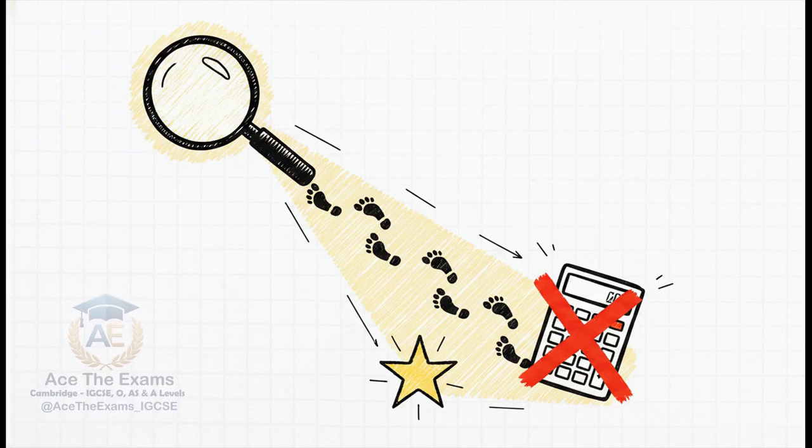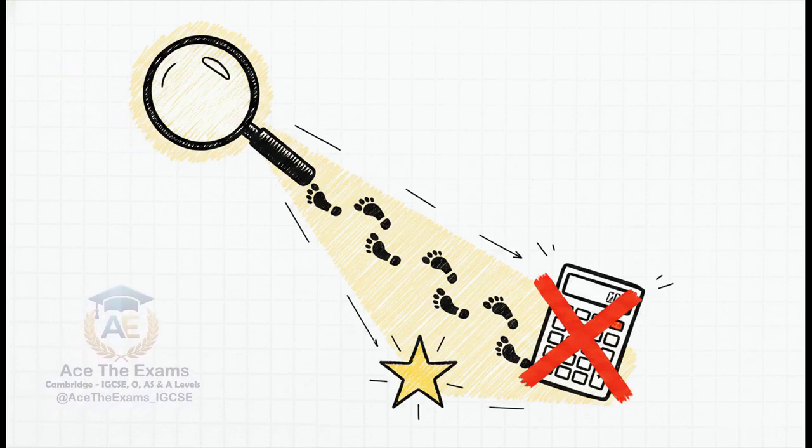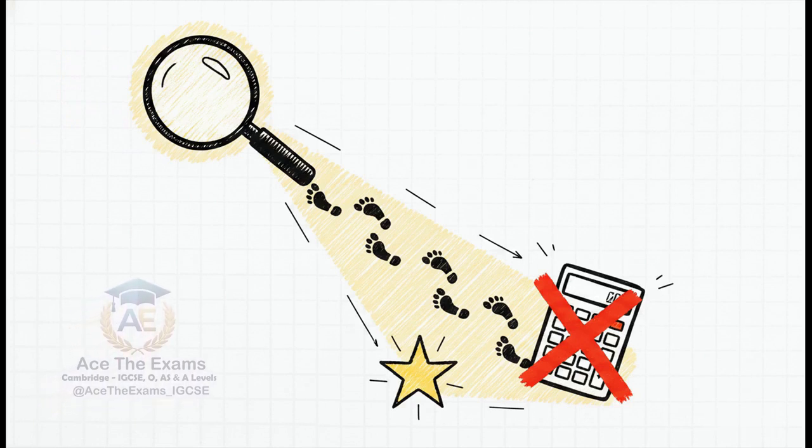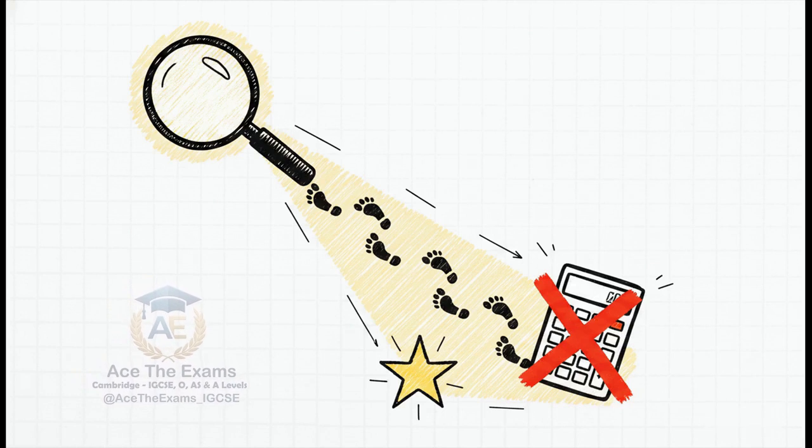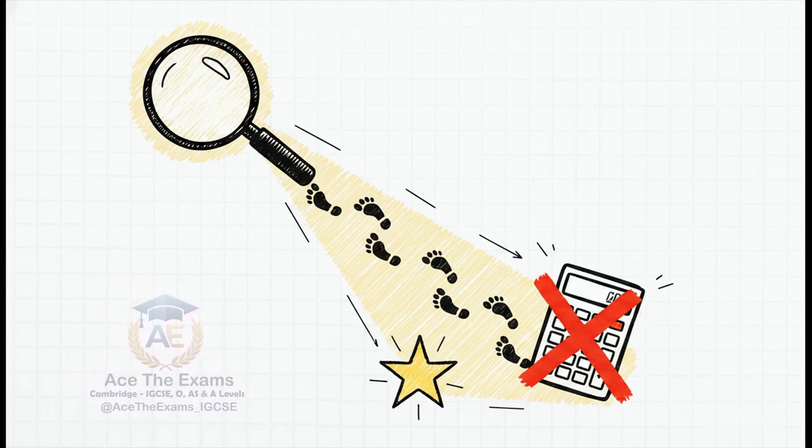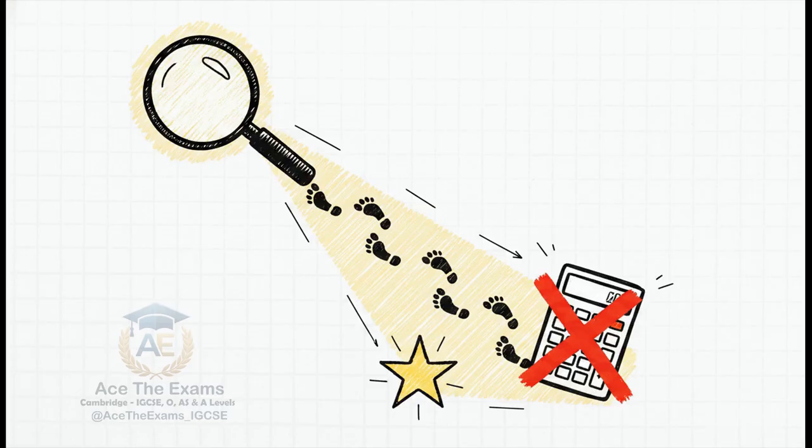But if you write out the initial substitution step, if you clearly show the examiner exactly what A, B, and C values you are using before you touch the calculator, you immediately secure the method marks. Never ever hide your computational evidence. Keep your forensic trail brightly lit, heavily documented, and highly visible on the page.